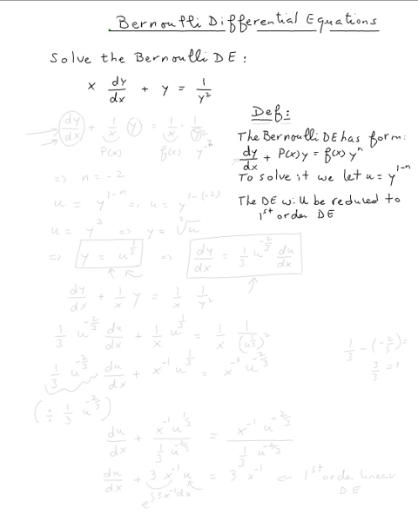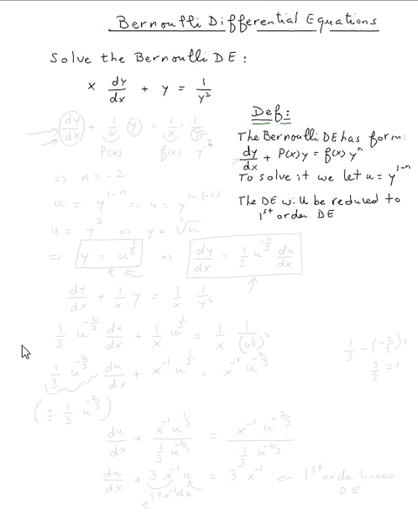The topic is Bernoulli differential equations. So let's do this example. We need to solve the Bernoulli differential equation x dy/dx plus y equals 1 over y squared. First, let's read the definition. The definition is right here. The Bernoulli differential equation has the form dy/dx plus p(x) y equals f(x) y^n.